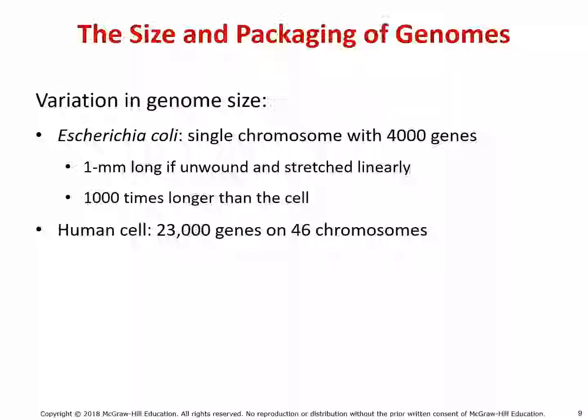So whenever we talk about the genome size, there is quite a bit of variation. E. coli, for instance, has 4,000 genes. It's all wound up in a single circular chromosome. But if we were to unwind it and stretch it out, it'd be around 1 millimeter in length. That doesn't sound too big, except a bacterium is around 1 micron in length. So it's really 1,000 times longer than the bacterial cell itself. If we were to do the same thing with humans, we would find that in each cell we have over 6 feet worth of genetic material. And really that information houses 23,000 genes across 46 chromosomes.